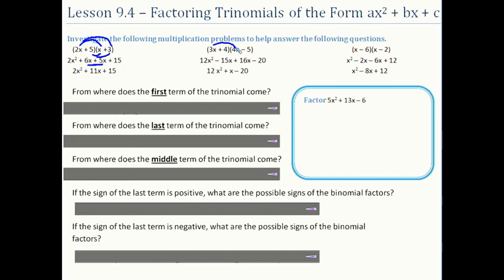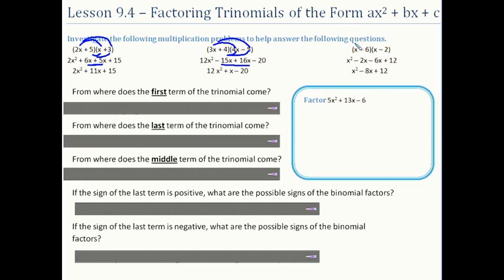Multiplying these, that would be 12x squared minus 15x plus 16x minus 20. Again, adding these middle terms, which are like terms, negative 15x and positive 16x, gets us to our answer of 12x squared plus x minus 20.